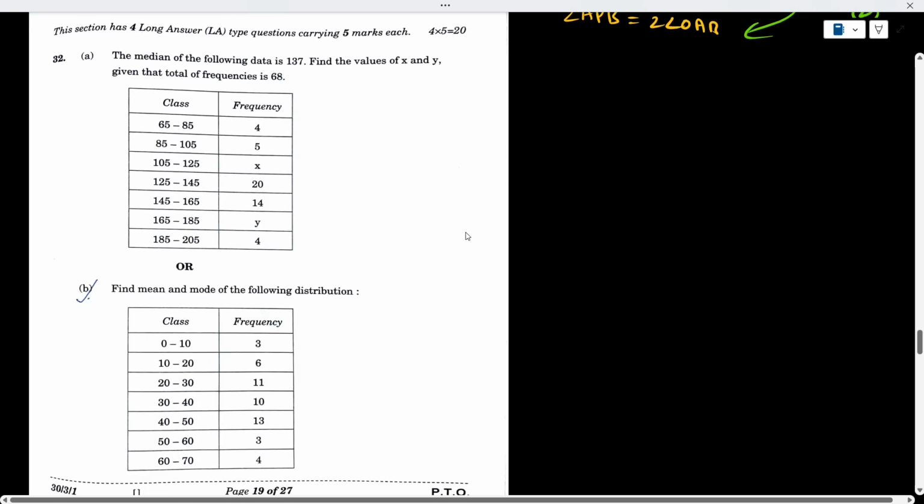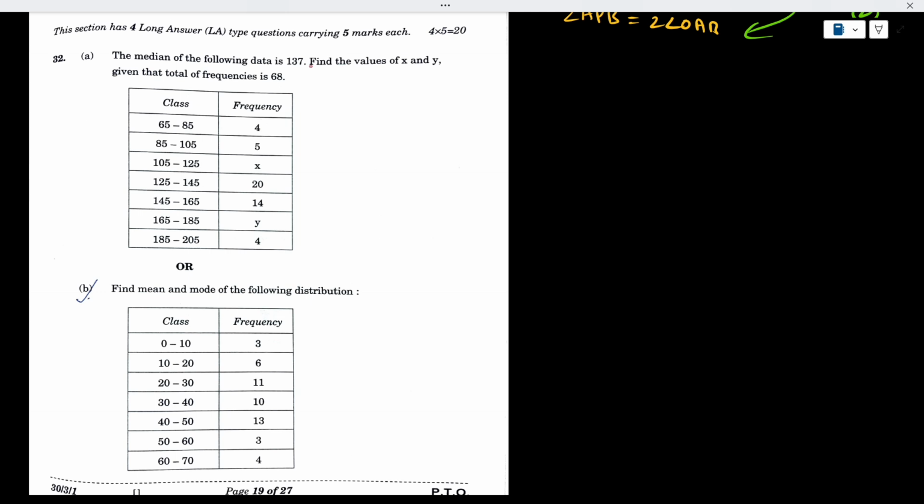Now this one is the 32nd question. It's from statistics. Median is given, and you have to find out the x and y values. So you will get two equations. I'm just sharing the equation. If you need the full solution, please send a message in the comment box, then I'll share the solution.